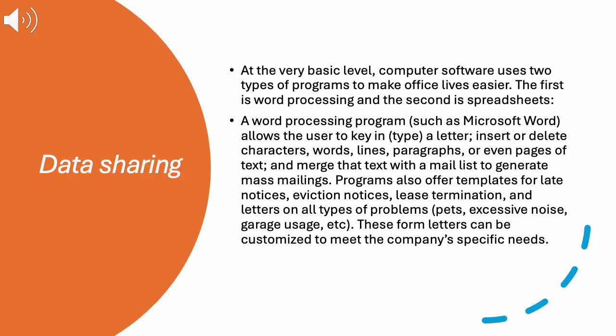At the very basic level, computer software uses two types of programs to make office lives easier. The first is word processing and the second is spreadsheets. A word processing program such as Microsoft Word allows the user to key and type a letter, insert or delete characters, words, lines, paragraphs, or even pages of text, and merge that text with a mail list to generate mass mailings. Programs also offer templates for late notices, eviction notices, lease termination, and letters on all types of problems, pets, excessive noise, garage usage, etc. These form letters can be customized to meet the company's specific needs.